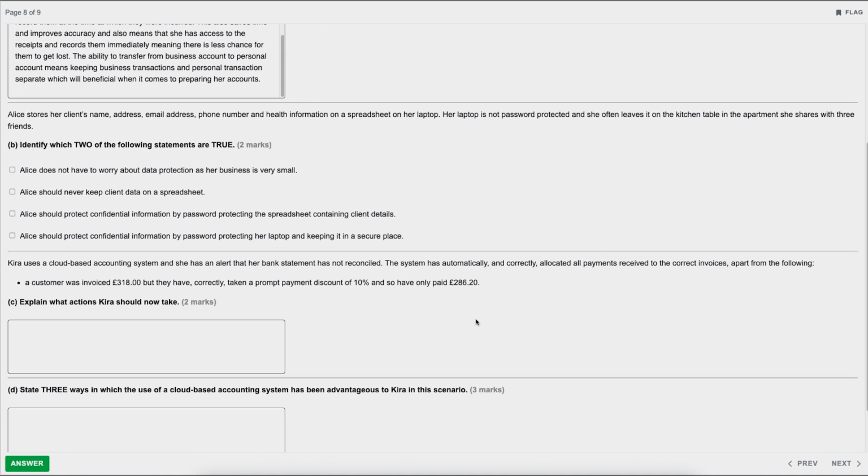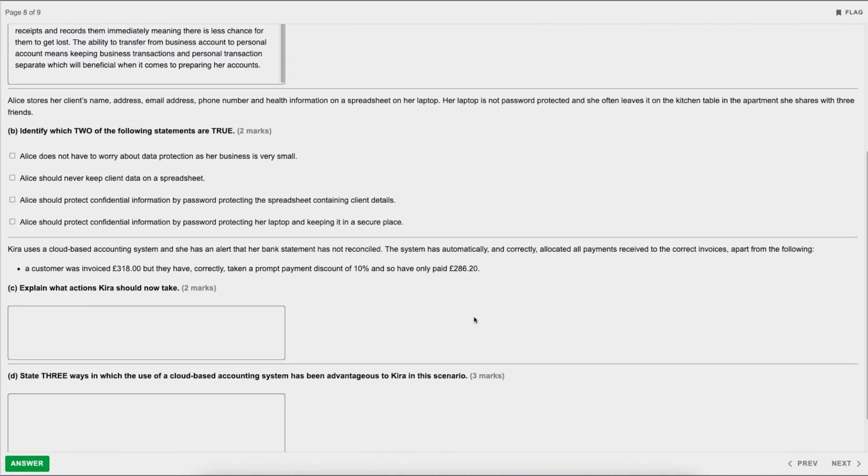Okay, moving down. Alice stores her client's name, address, email address, phone number, and health information on a spreadsheet on her laptop. Her laptop is not password protected, and she often leaves it on the kitchen table in the apartment she shares with 3 friends. Part B, identify which 2 of the following statements are true. So we've got 4 different statements. We need to pick the 2 that are true.